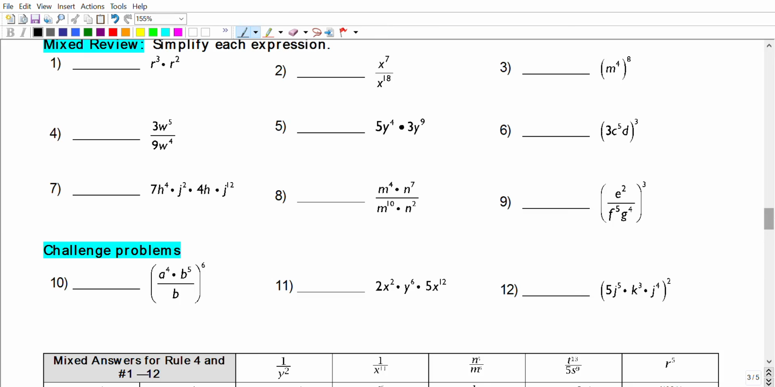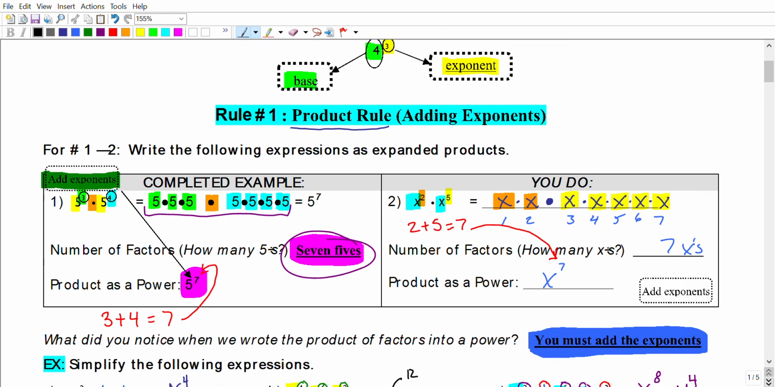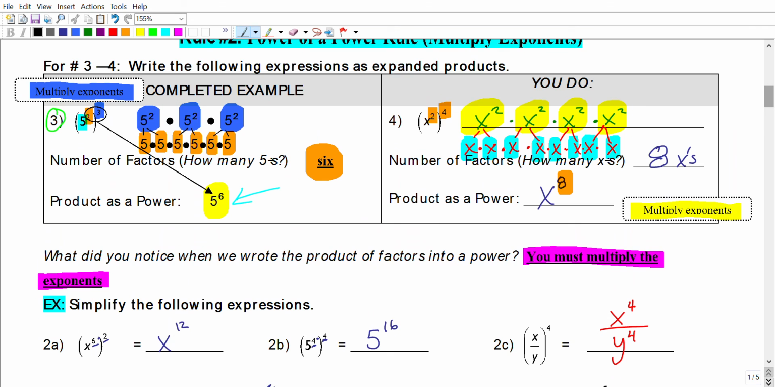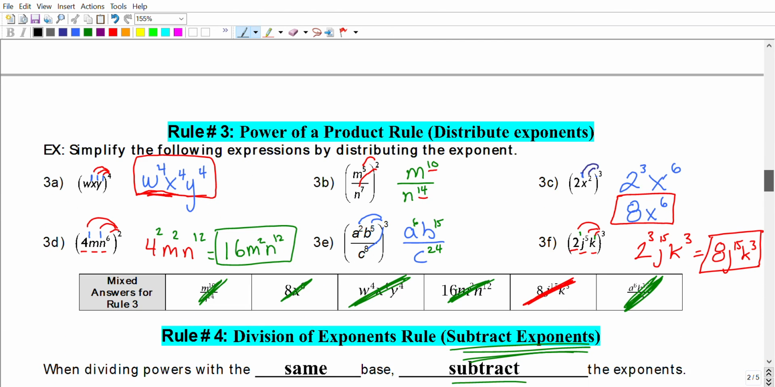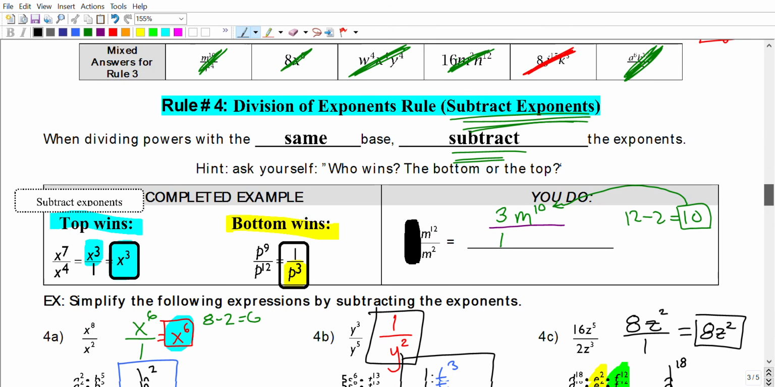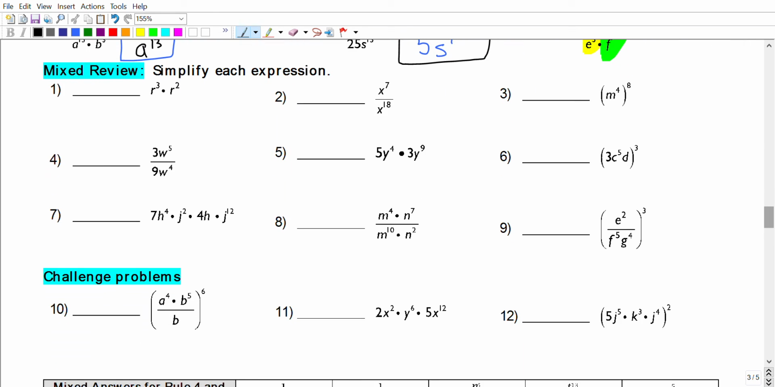Okay, well, let's go back through our rules. We had the product rule, which is when we have the same base, so we have to add the exponents. We have the power rule, which is when you multiply if there are 2 sets of exponents. We have the power of a product rule, which is when you distribute that exponent from the outside into every exponent on the inside of the parenthesis. And then finally, there's rule 4, which is the division of exponents, which is when you basically ask yourself who wins, or you ask yourself, where do I have to subtract?